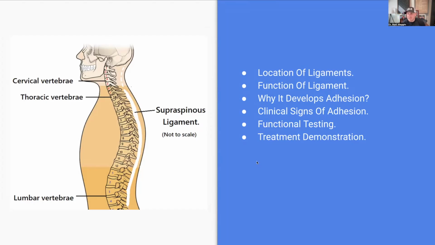Next is going to just be a treatment demonstration of the supraspinous ligament. I firmly believe that the only way to effectively treat this is with some type of instrument. You're going to see an instrument in the video that we use specifically.